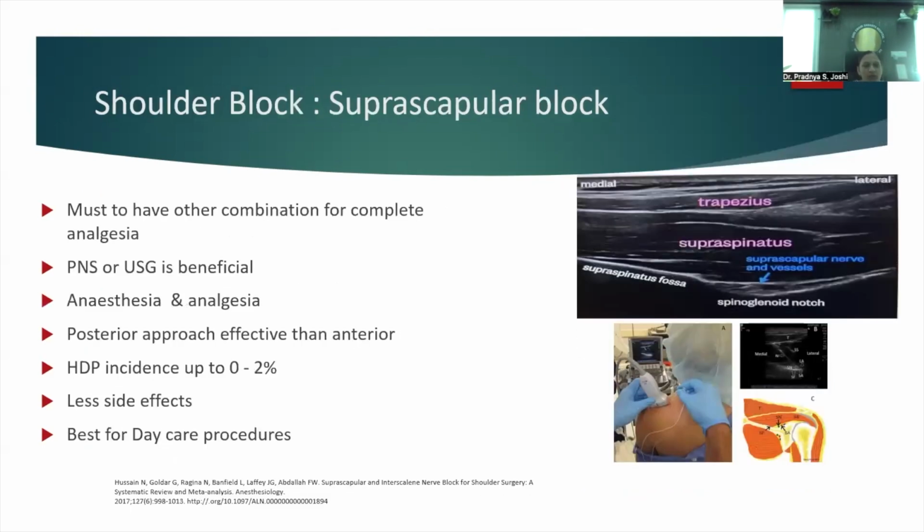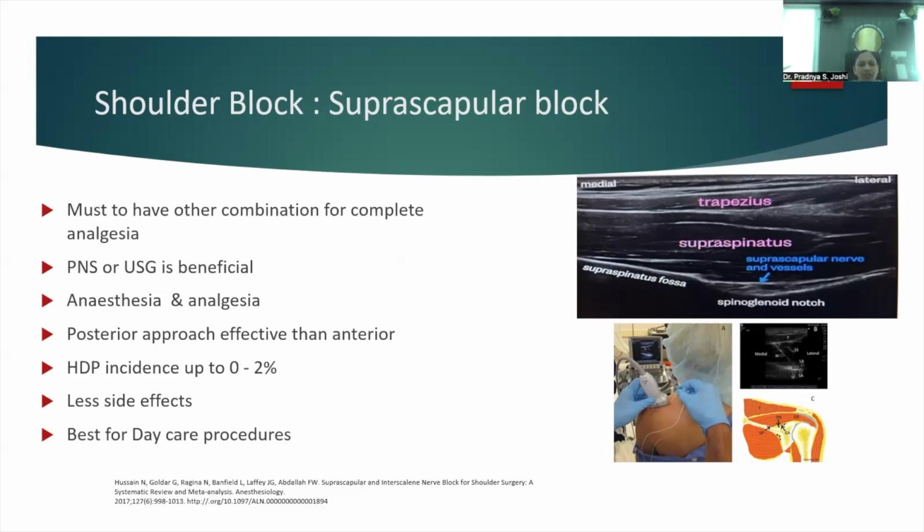With these two blocks, the newer block that evolved is the shoulder block as such, which is a combination of the suprascapular block, axillary block, and the supraclavicular nerve block, which is for the sensory cutaneous supply. So including only the suprascapular block will not help when we are considering shoulder anesthesia. But this block can be used for simple procedures like frozen shoulder procedures.